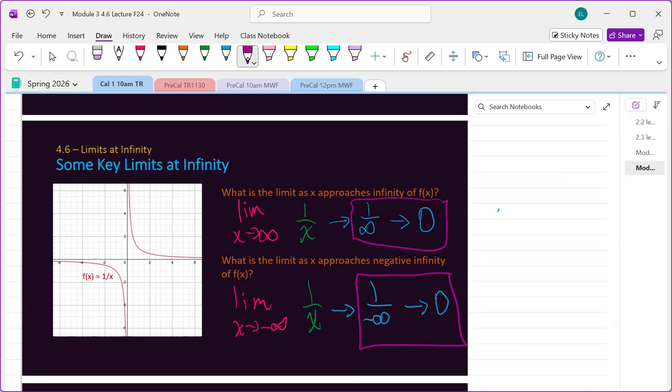So the overall takeaway here is when I get 1 over infinity, even if it was 1 over x cubed, infinity cubed, it's just going to 0 even faster. Or 1 over negative infinity cubed, it's still going to 0 faster. It's just going from the negative side.